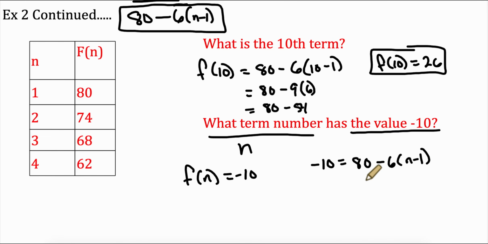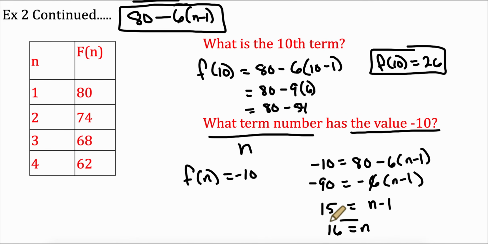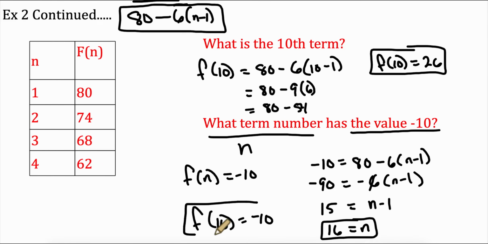All right, let's do our order of operations backwards. We got to do the opposite of add 80. We subtract 80. We get negative 90. I could distribute here, that's true, but this is multiply. The opposite of multiply is divide both sides. So I have 15 equals n minus 1, and then add 1, and I get 16. So my 16th term is going to be a value of negative 10. F of 16 is going to be negative 10.